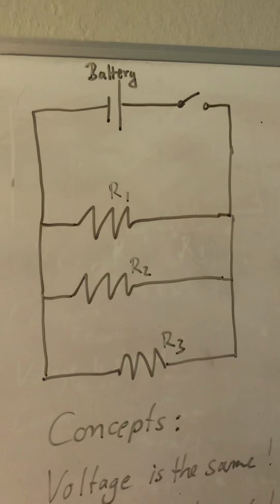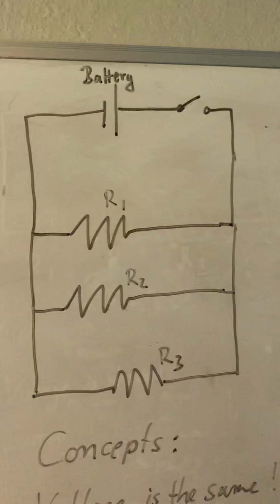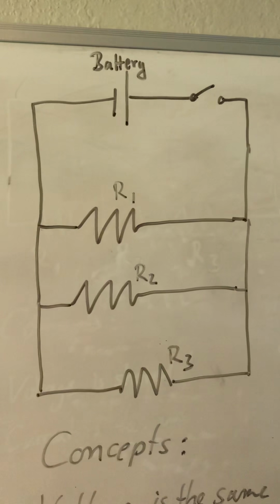Given is a parallel circuit with a battery, a switch, and then 3 resistors that are in parallel with each other, resistor 1, 2, and 3.